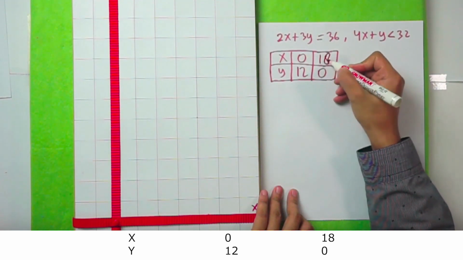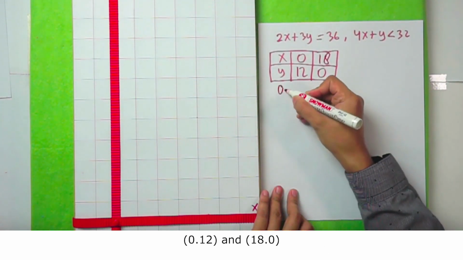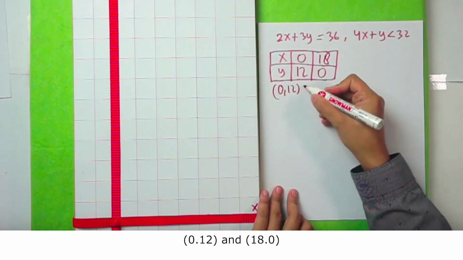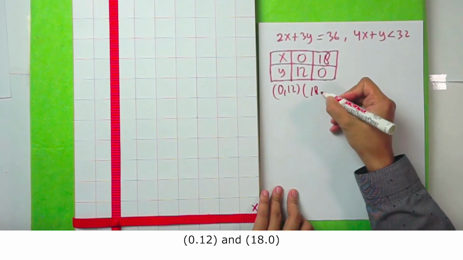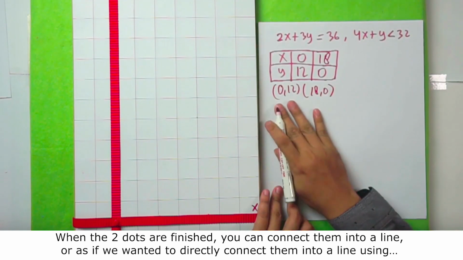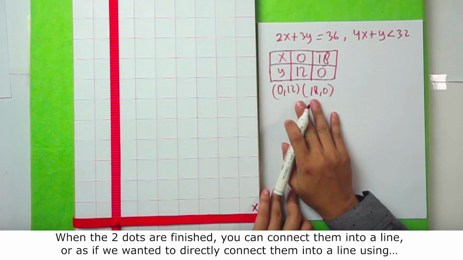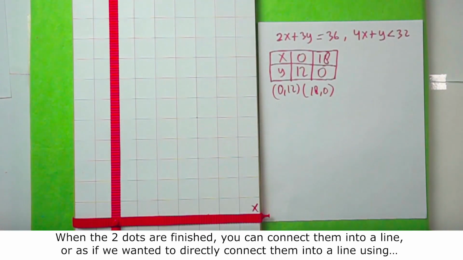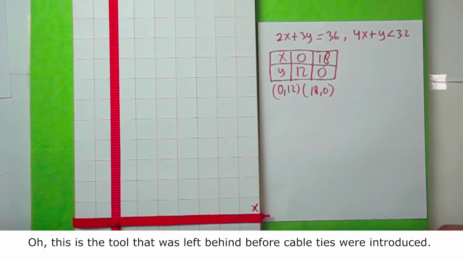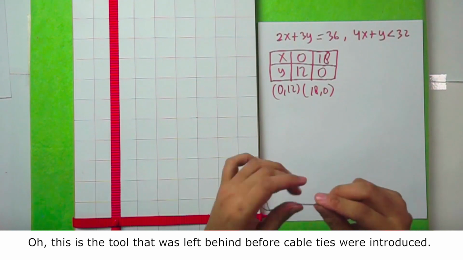Sorry, 18. So we got two dots, 0, 12, and 18, 0. When the two dots are finished, you can connect them into a line. Or as if we wanted to directly connect them into a line using... Oh, this is the tool that was left behind before.